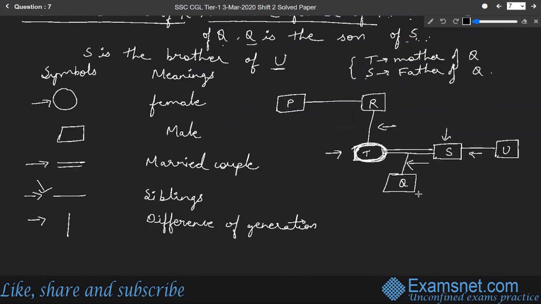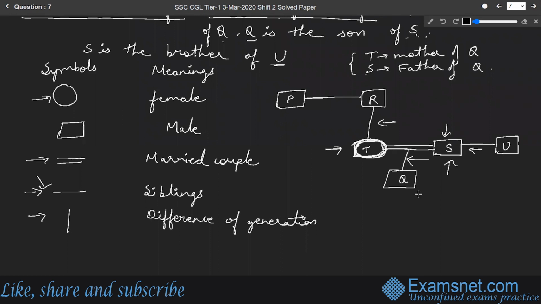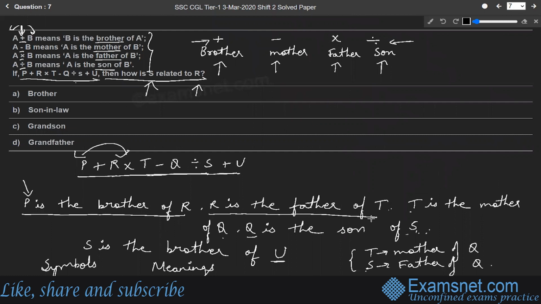So let us look at the diagram once. S is present here and R is present here. We know that T is the daughter of R, right? And T is married to S. S is the husband of T. So R will be father-in-law of S. It is very clear because R is the father of T and T is a female and she is married to S. So R will be father-in-law for S. So the relation between R and S is father-in-law.